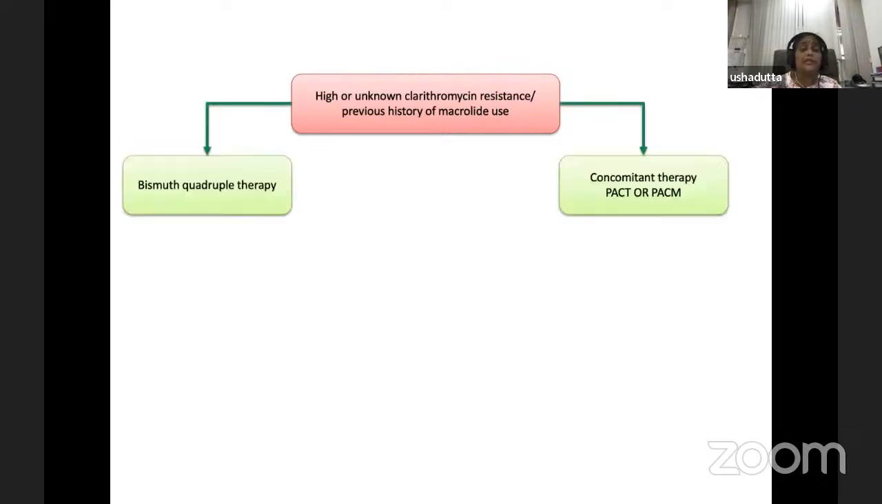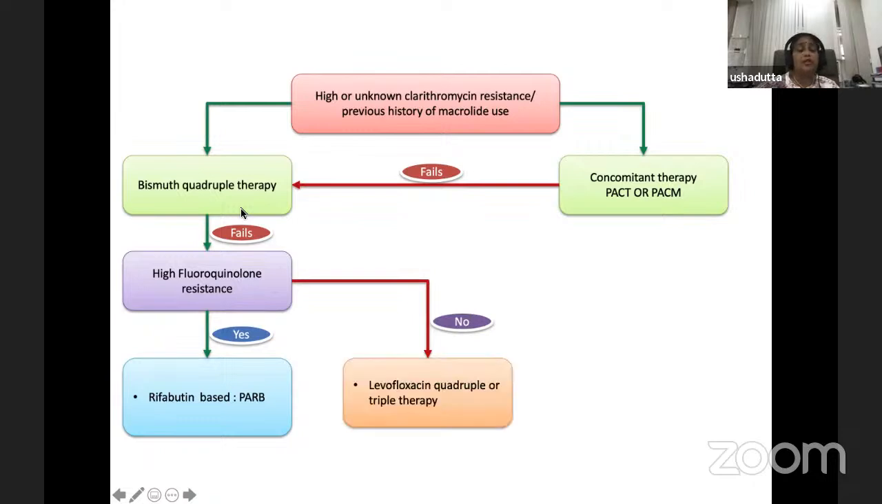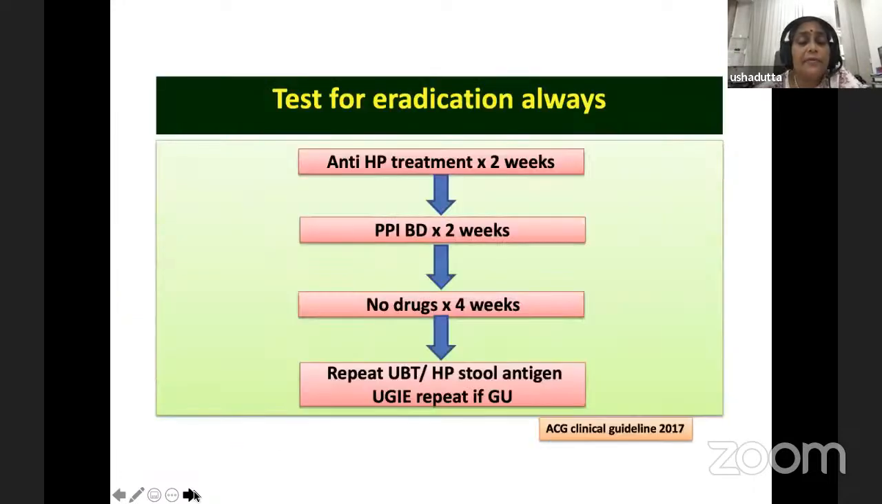If you're living in a high clarithromycin resistance area, or you do not know about the clarithromycin resistance, or there's a recent history of macrolide use, like somebody using azithromycin or clarithromycin, then what option do we have? You first can try bismuth quadruple, that's what I do. And if that doesn't work, then we can go to rifabutin-based therapy, where we have rifabutin as well as other agents in this management. If there is high fluoroquinolone resistance, we prefer rifabutin. And if you are not seeing a lot of fluoroquinolone resistance, you can consider levofloxacin-based quadruple or triple therapy.